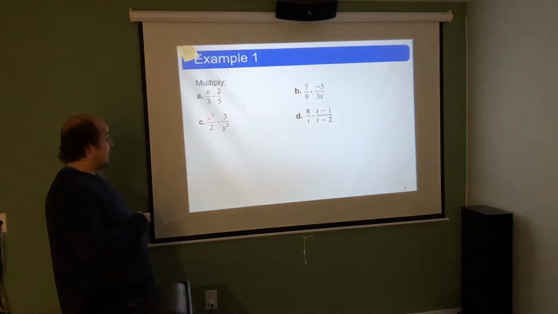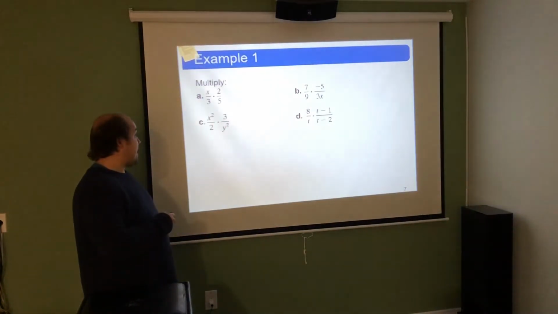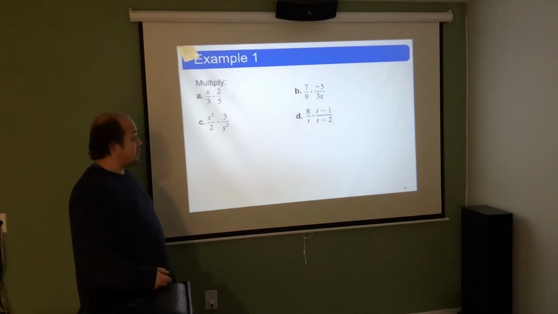Here, if I do x squared times 3, I get 3x squared. 2 times y squared gives me 2y squared. So this becomes 3x squared over 2y squared.